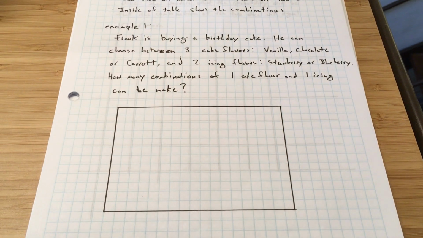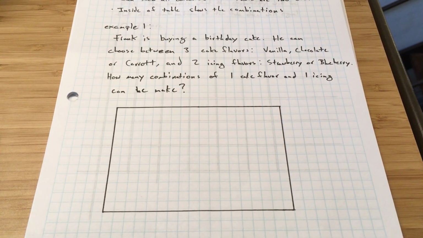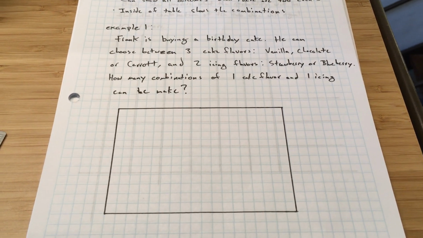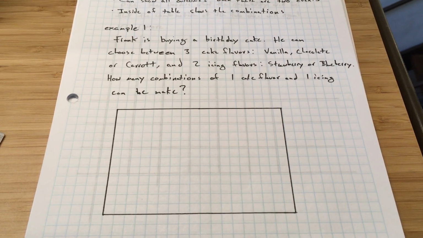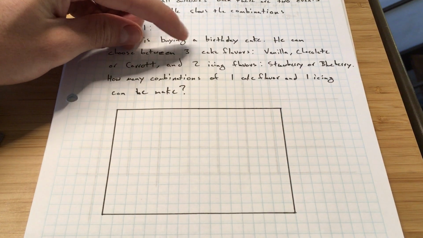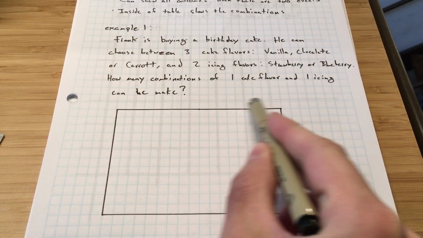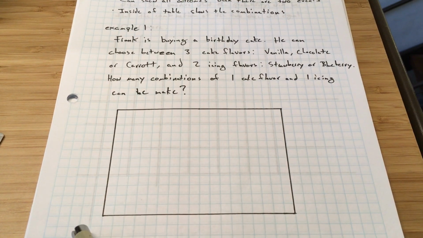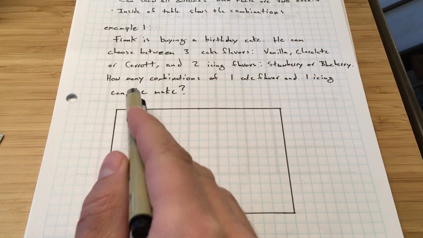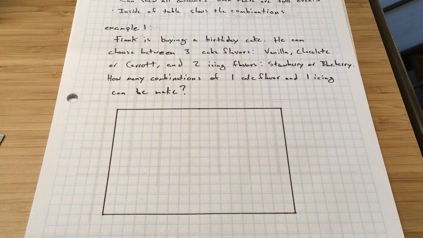So I drew just a blank table. What you want is one of the events. In this case, the 2 events are the choice of cake and the choice of icing. One of the events is going to go on the outside of your table on the top. The other is going to go on the outside over here on the side. And you're going to list the different outcomes for those events.